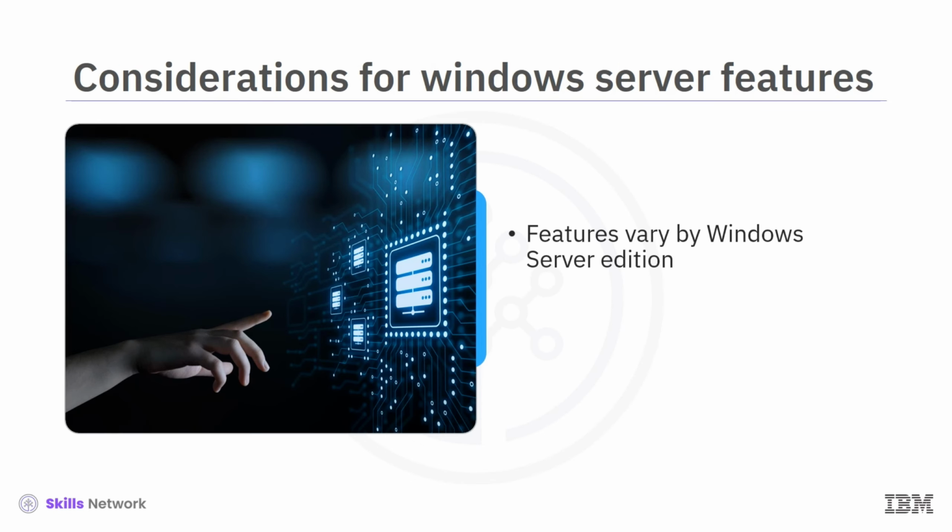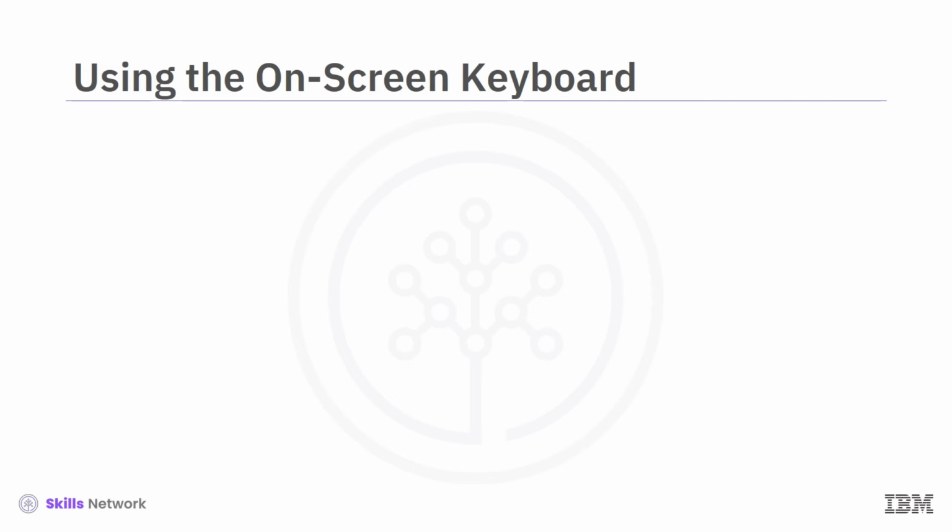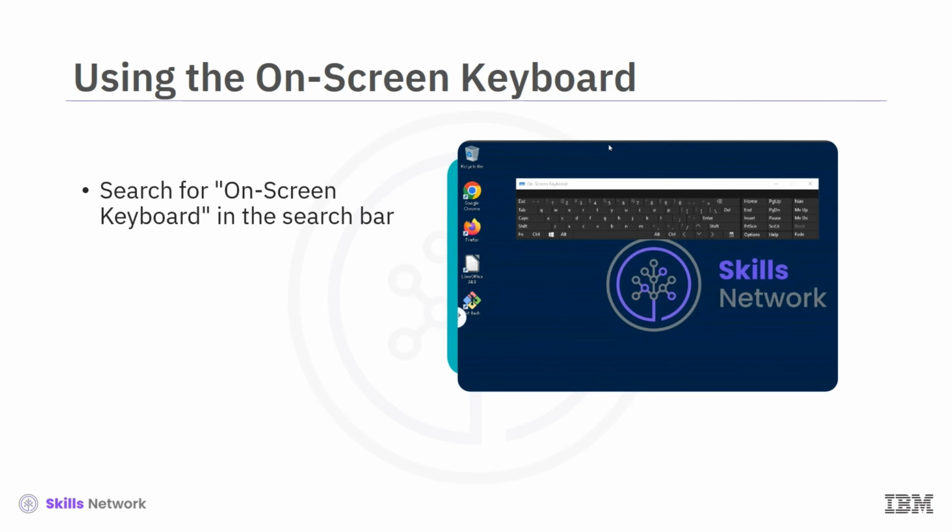Remember that features in the Windows Server environment may differ based on the edition being used. If you're practicing on a local machine, some solutions might vary from those in the lab. If you run into trouble with your physical keyboard, no worries. You can use the on-screen keyboard by searching for it in the search bar. If the search function isn't working, you can access it through Windows Ease of Access in the Start menu.